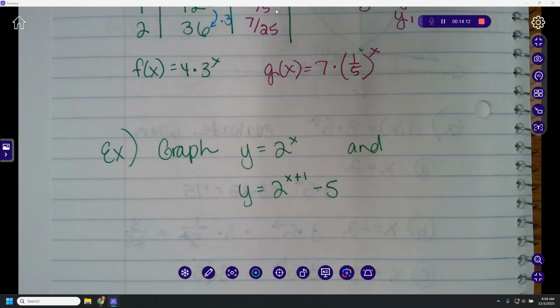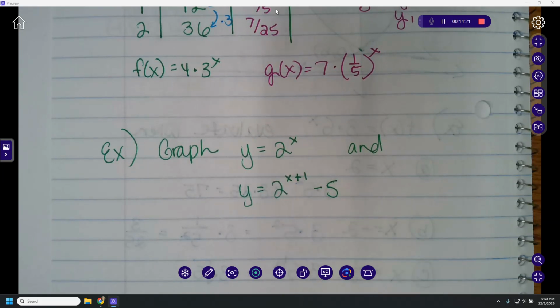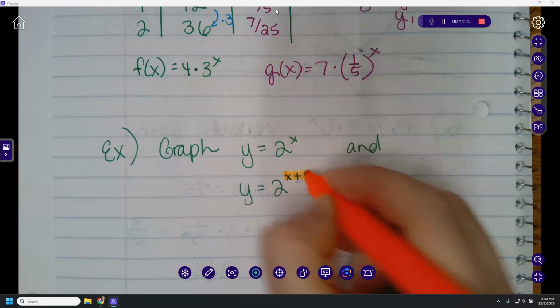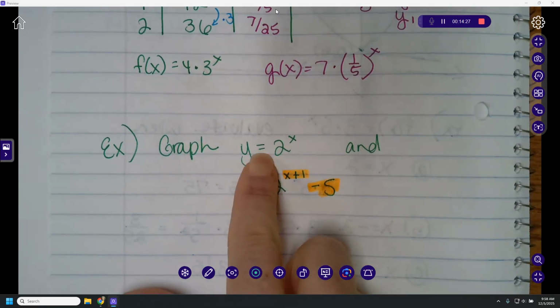So to do these graphs, because we're not using a calculator, we need to know how these two are related transformation-wise. So if you would turn and talk to your neighbor, what do you think those two transformations mean?